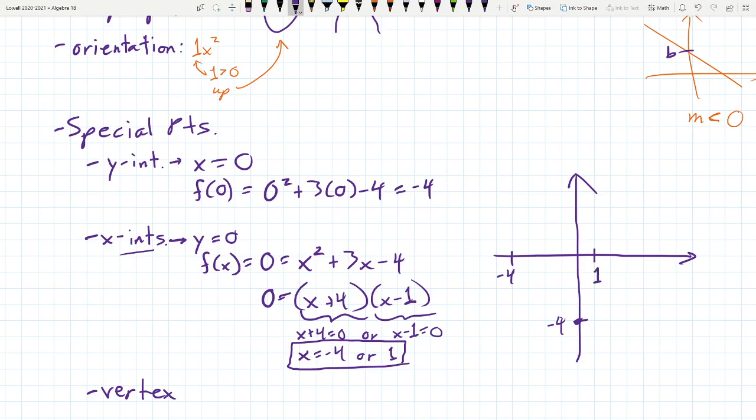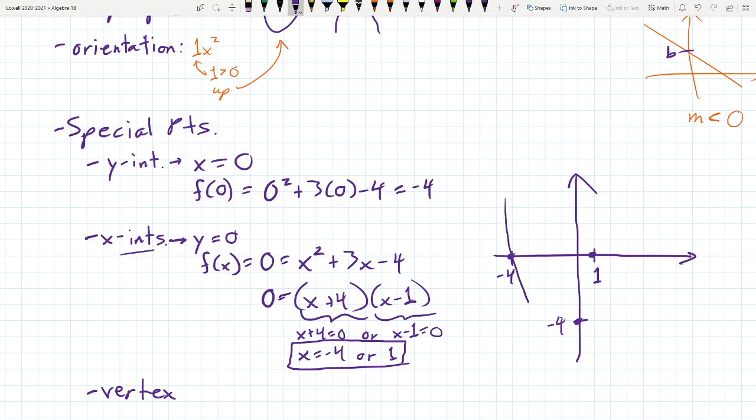Alrighty, so we know our graph is going to look something like this. And so where is the middle of this parabola? That's where the vertex is going to be. And by the way, remember, we know the shape of this parabola opens upwards, so it's going to look something like this.